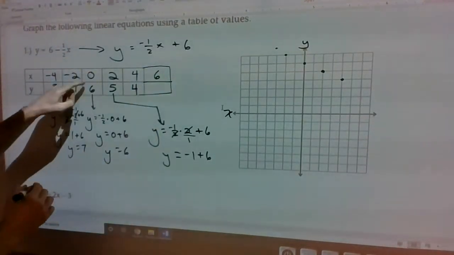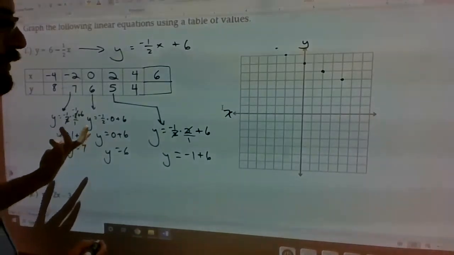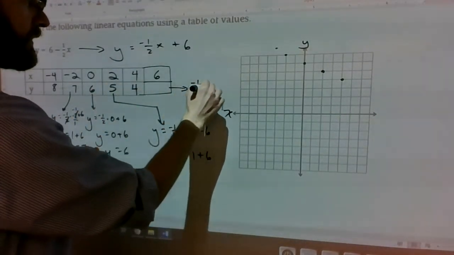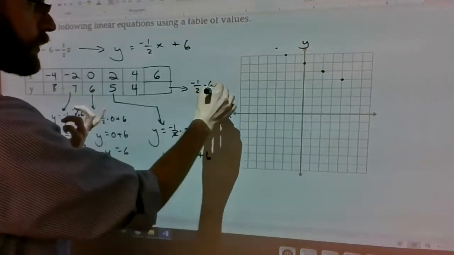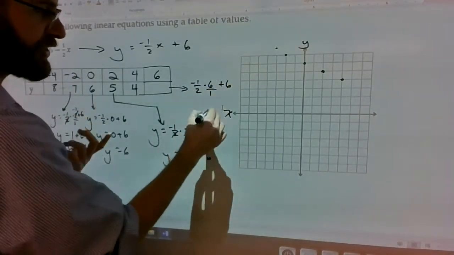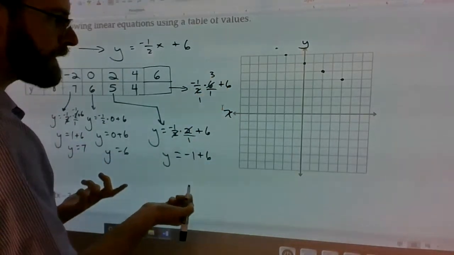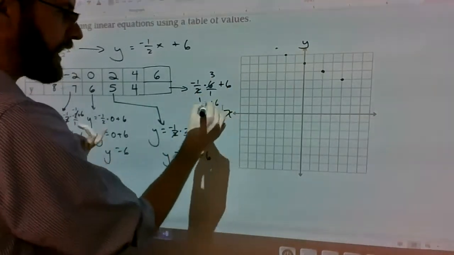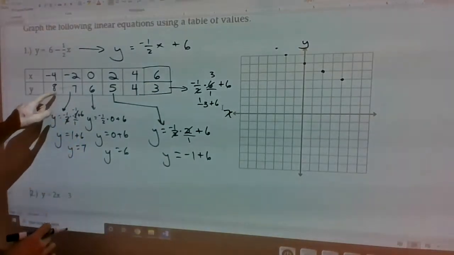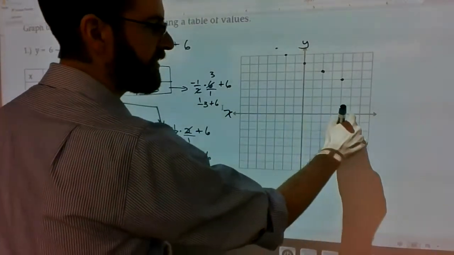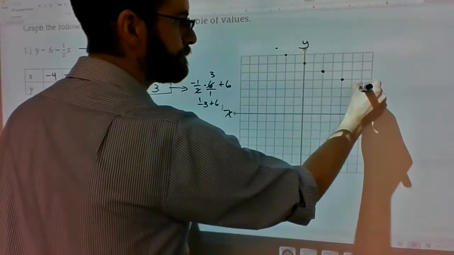So maybe the next one in the pattern would be a 6. If you plugged in -1/2 for x equals 6, then you have cross cancellation here. 6 divided by 2 is 3 over 1. Yeah? -3 plus 3 is +3, which makes sense with the pattern. 8, 7, 6, 5, 4, 3. So 1, 2, 3, 4, 5, 6, up 1, 2, 3.